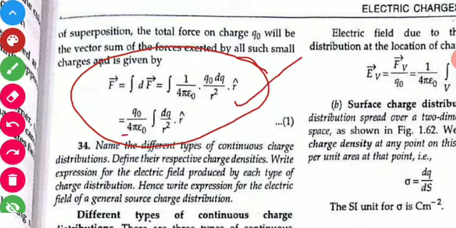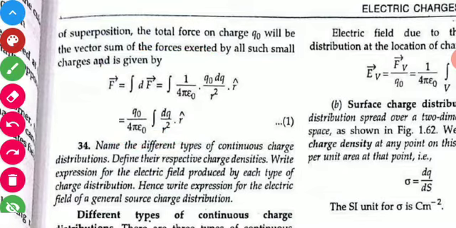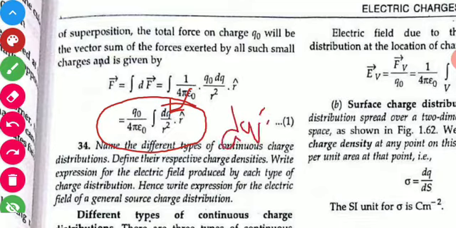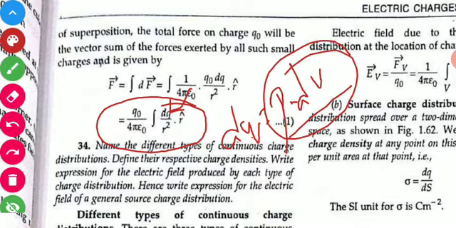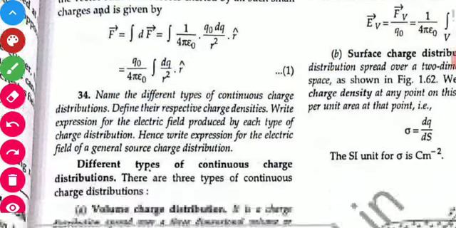This formula we will use for the volume charge distribution. Now students, here we have this formula and we have calculated the value of dq. What is the value of dq? We have calculated that dq is equal to rho into dv. So that value of dq we will put in this formula and calculate the force.